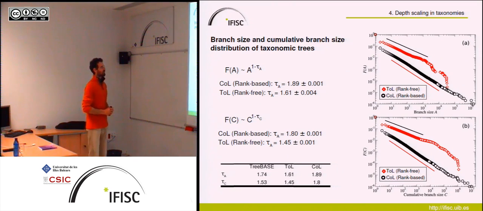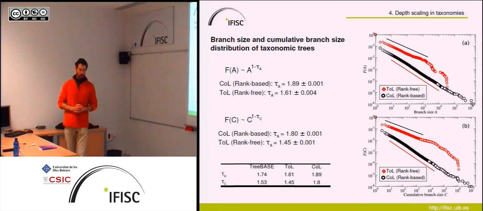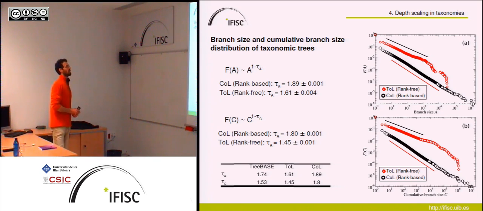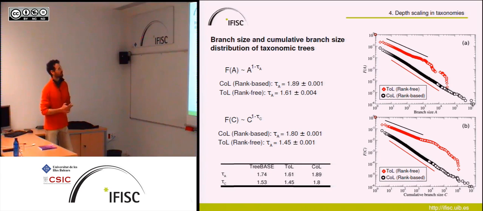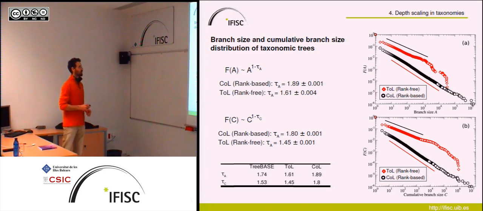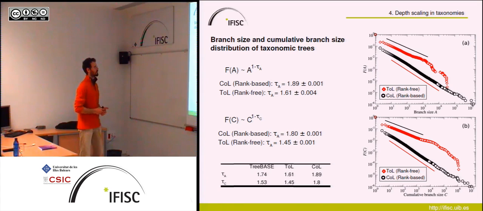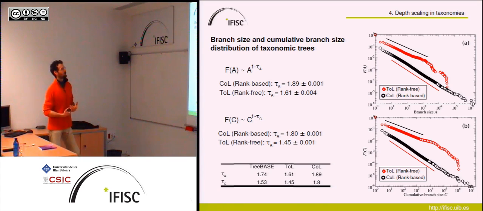The first analysis that we did was the characterization of the branch size and the cumulative branch size. And for this, as we did in the first section, we used the cumulative complementary distribution function, and what we obtained was a power law distribution in both cases, for the branch size and for the cumulative branch size. But the different data sets, the rank-based and the rank-free taxonomic trees, show different exponents for both measures.